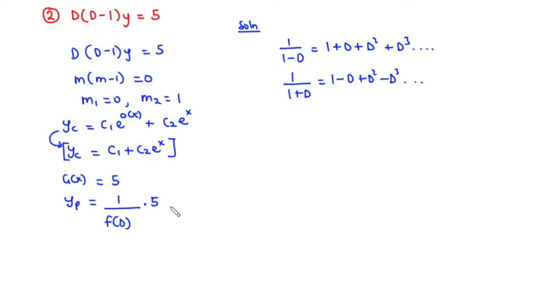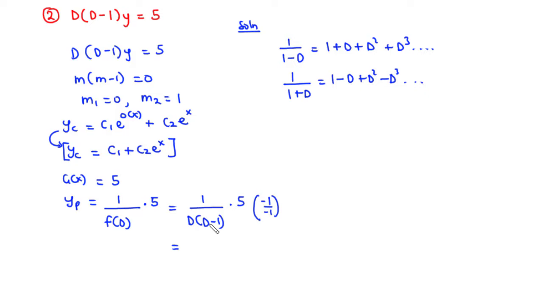Now, we can express this as 1 over f of d, which is given as d into bracket d minus 1. So we have d on the outside and then d minus 1, and then times 5. Now, we want to make sure that 1 is positive. So we are going to multiply top and bottom by negative 1.